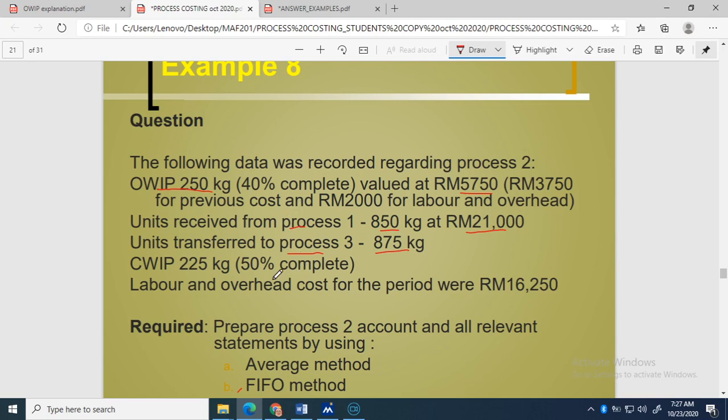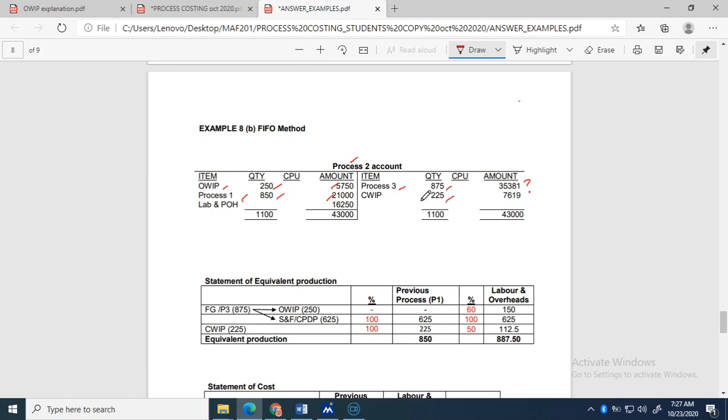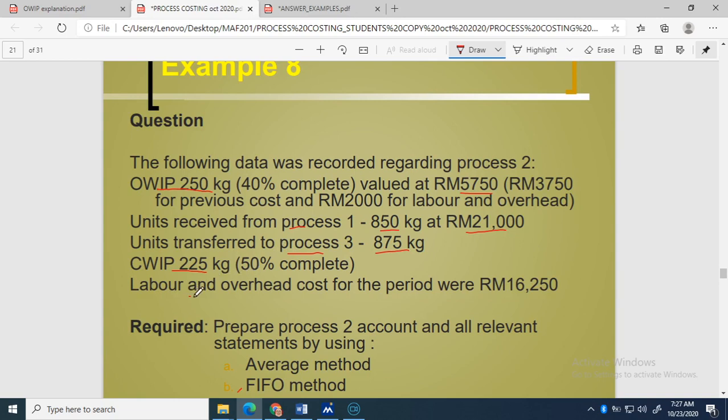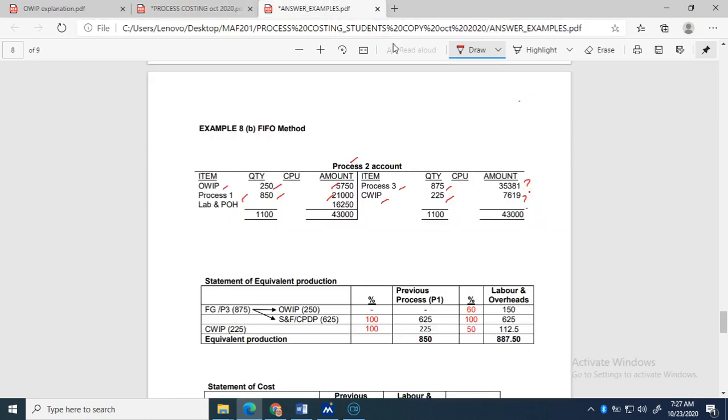Then we have CWIP 225 kg, and we do not know the value yet. Then we have labor and overhead costs for the period, 1,650. These are the things that we calculated before in the weighted average method. It's the same thing. The quantity totals up to 1,100, so this side is also 1,100. There is no information about losses, so no normal loss and abnormal loss. So how do we get these two values? We use the first in, first out method.